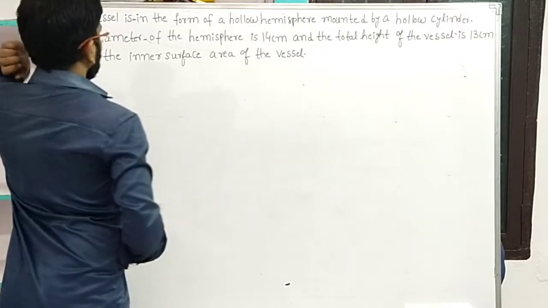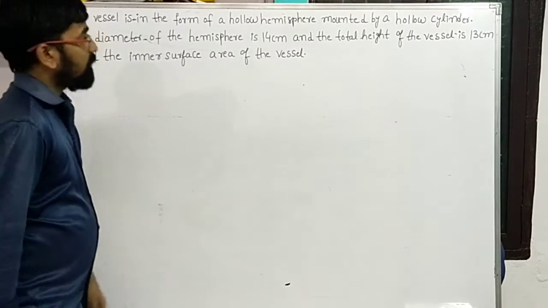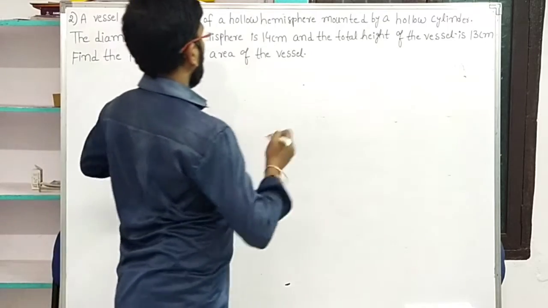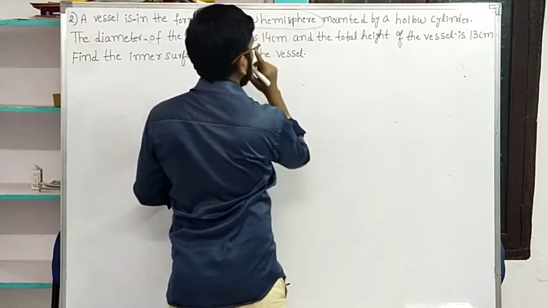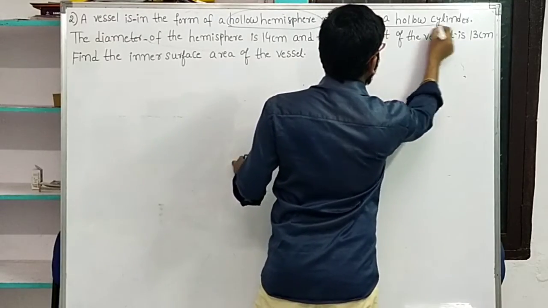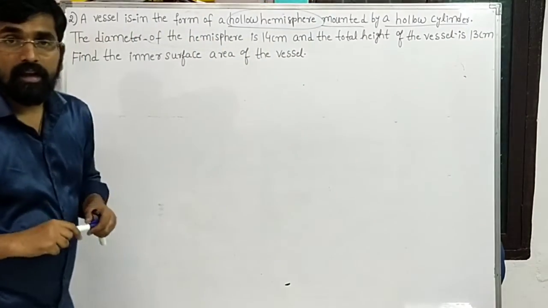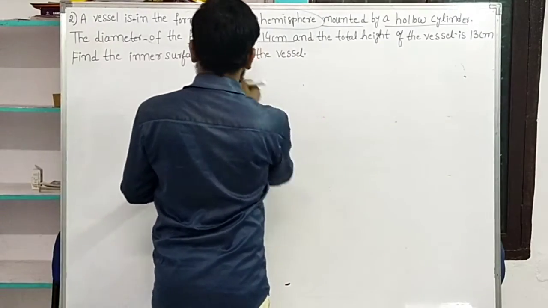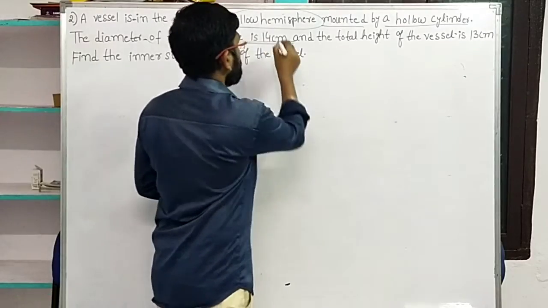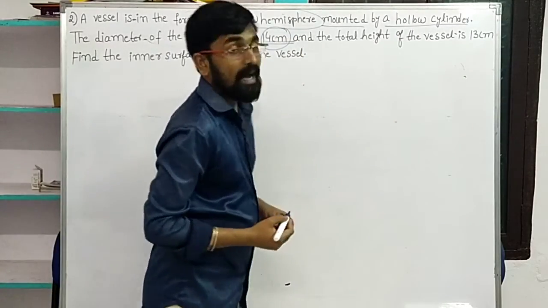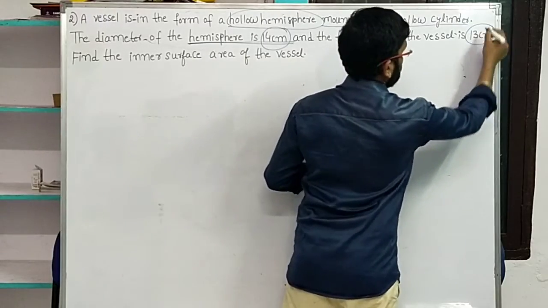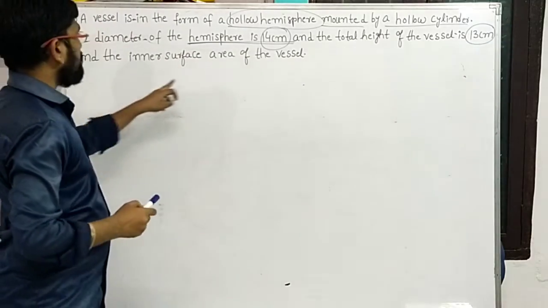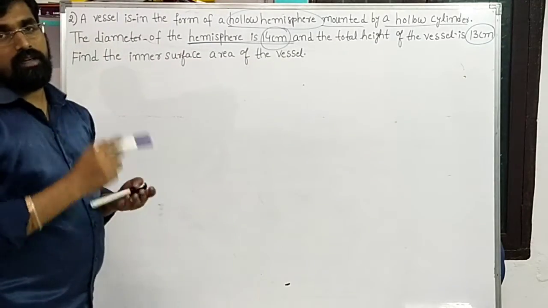So a vessel is in the form of a hollow hemisphere mounted by a hollow cylinder. The diameter of the hemisphere is 14 meters and the height of the vessel is given as 13 meters. So the height of the vessel is 13 meters. We need to find the inner surface area of the vessel.